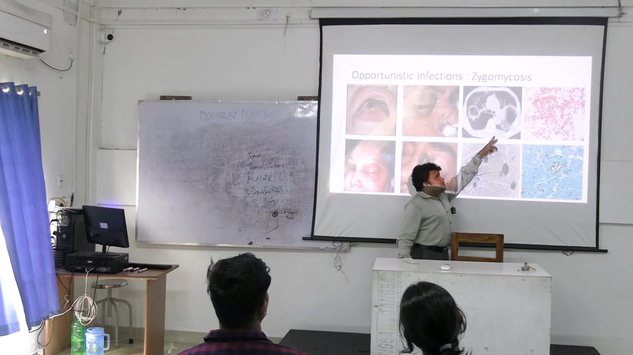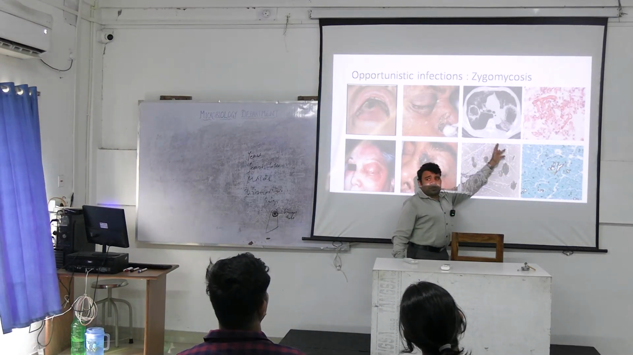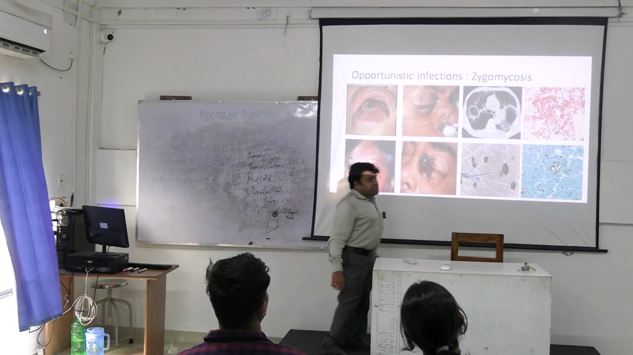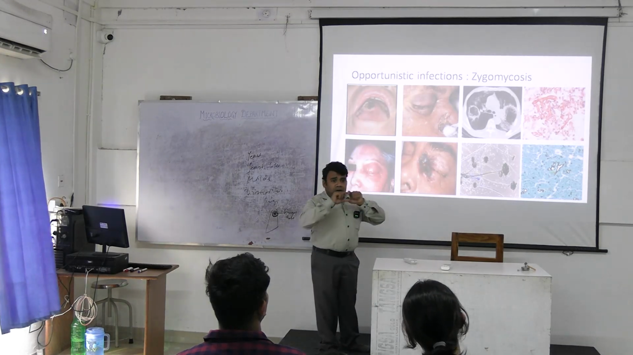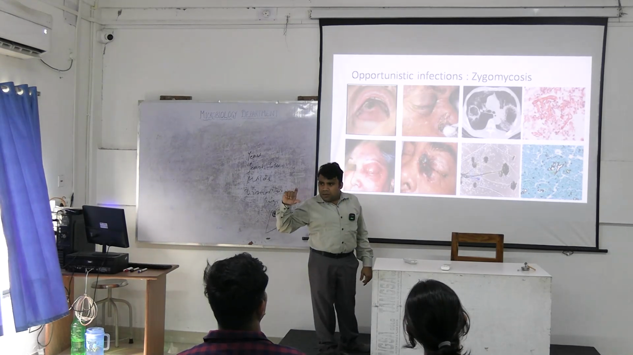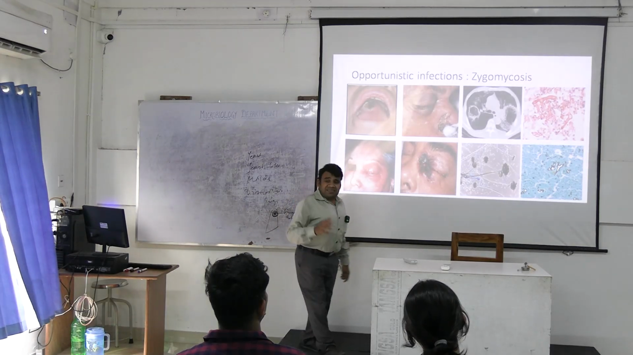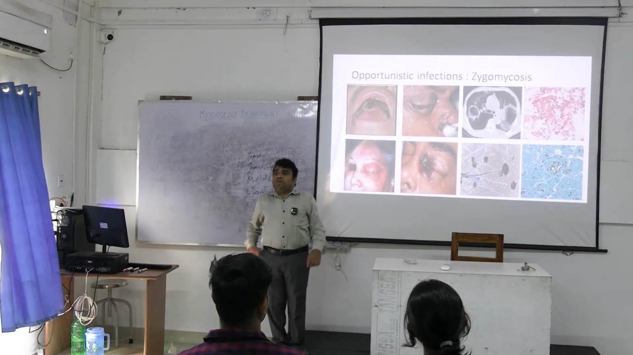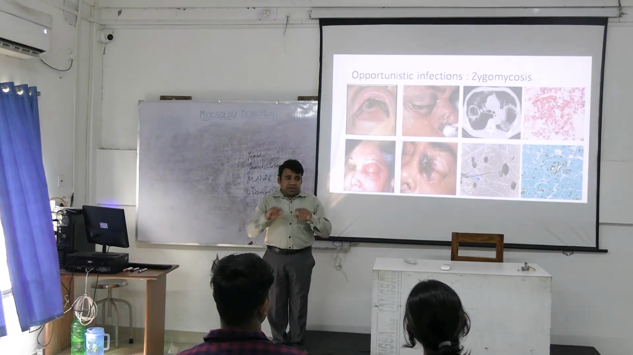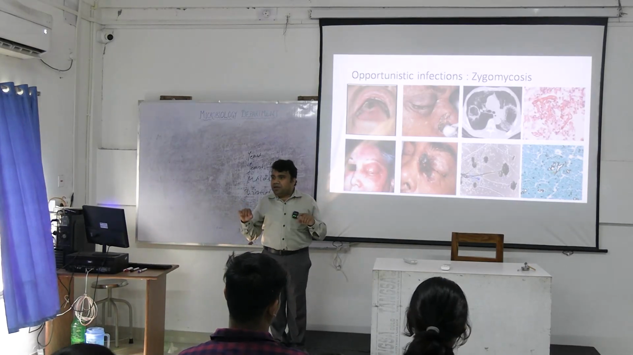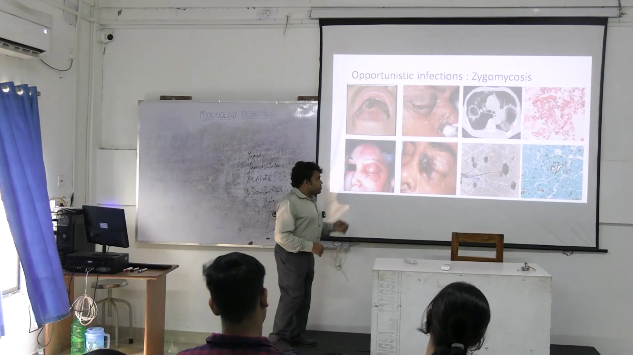This is the picture where you can see the lungs are grossly affected. There is pulmonary aspergillosis. On H&E staining, we can find long, slender structures, but slightly thicker and wider as compared to aspergillus. Hence, they are also described as broad hyphae. In aspergillus, we have thin hyphae; they have broad hyphae.